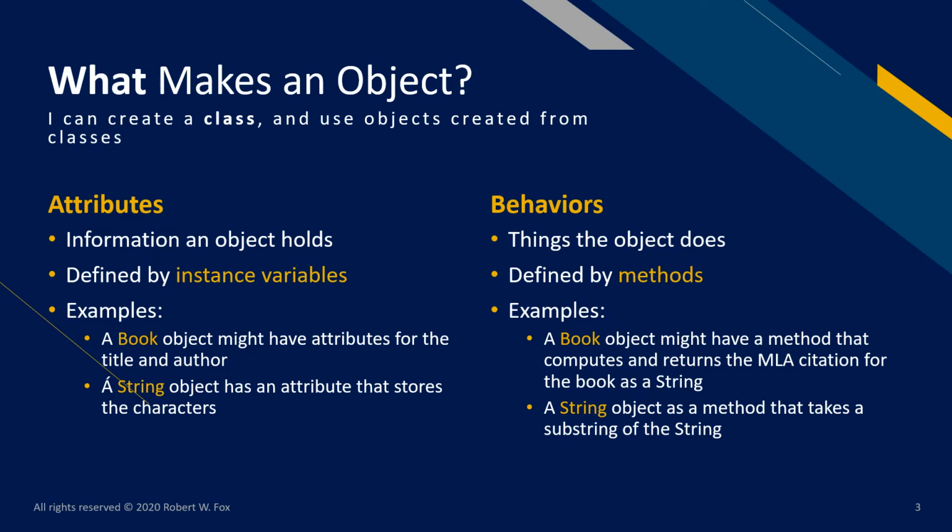Conversely, objects also have behaviors, which are things the objects do, which are defined by methods. For example, a book object might have a method that computes and returns the MLA citation for the book as a string. Or a string object, which we've worked with before, does have a method that takes a substring of the string. So we have attributes, things the object knows, and we have behaviors, things the object can do.